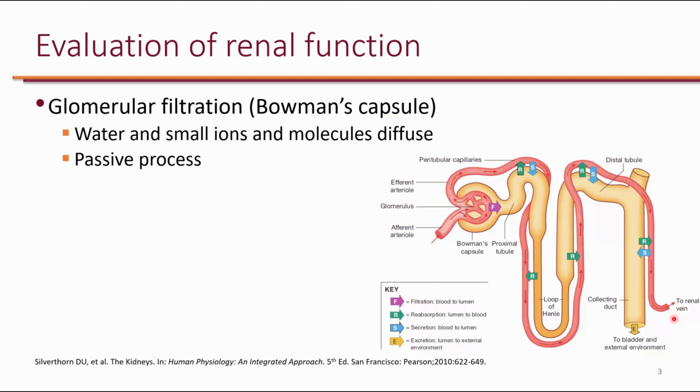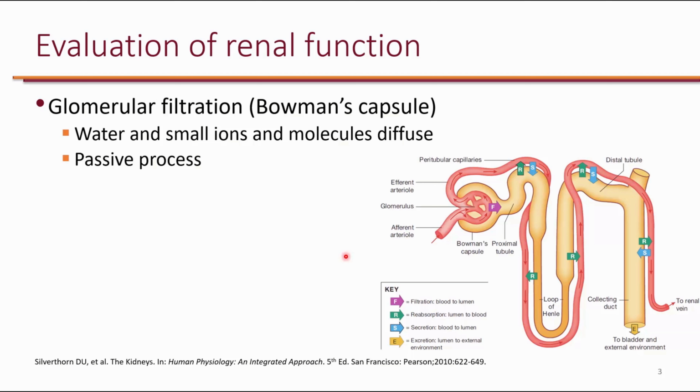Because aminoglycosides are almost exclusively cleared renally, it is important to be able to assess renal function. Let's take a look at what happens in the nephron. Generally speaking, there are three things that happen: filtration, secretion, and reabsorption.